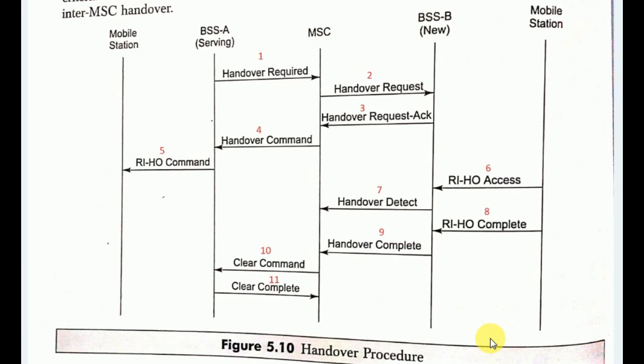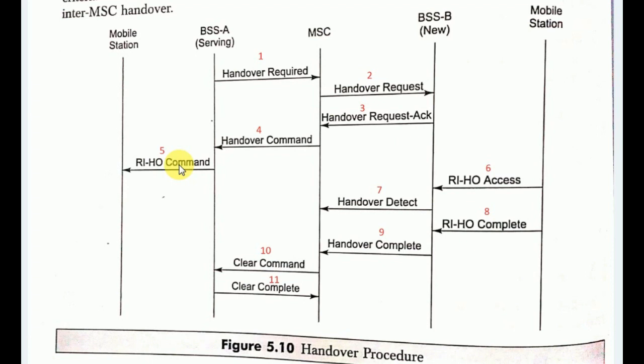In this figure we can see the mobile station, the serving BSS, that is BSS A, the MSC, and the new BSS B. Here the mobile station wants to switch from BSS A to BSS B. This is called handover. In this situation, the mobile station is currently under BSS A, and it wants to switch from BSS A to BSS B.